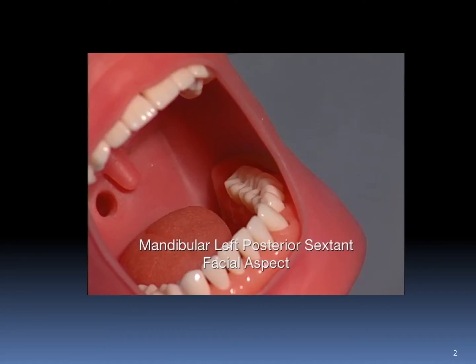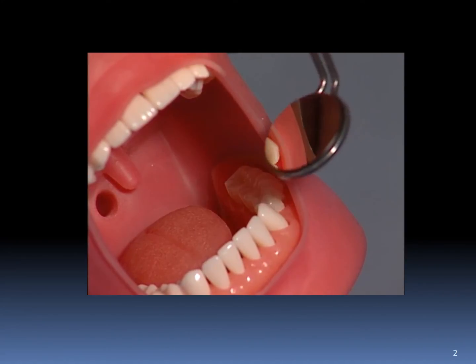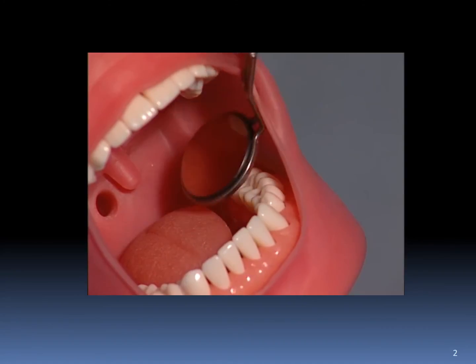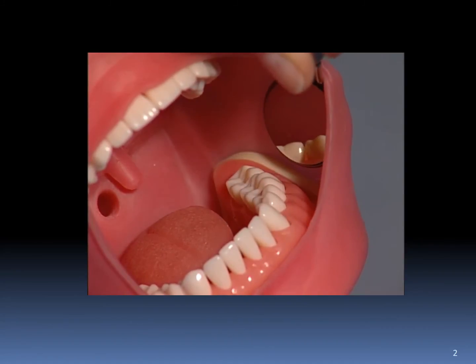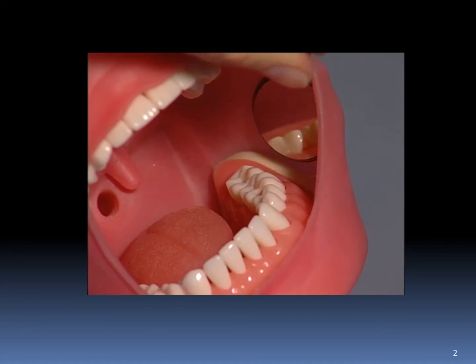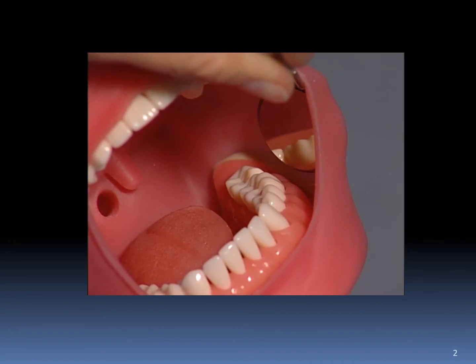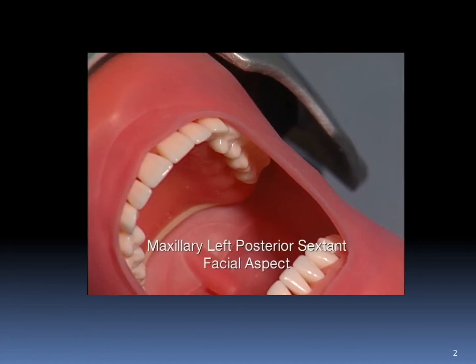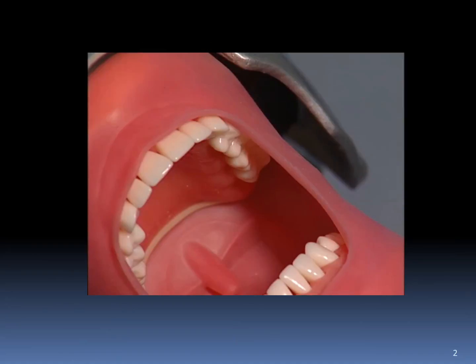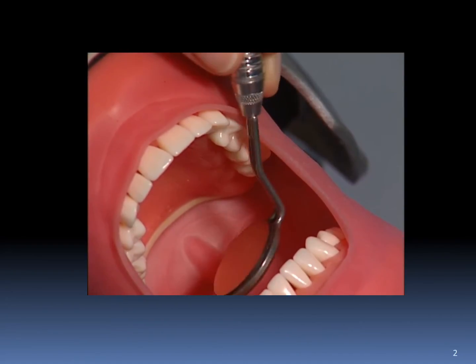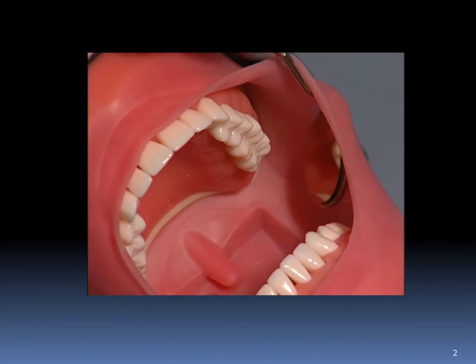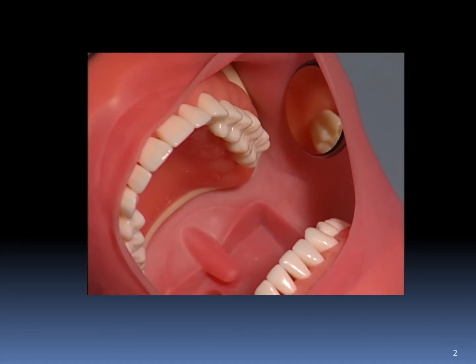Mandibular left posterior sextant, facial aspect. Use the mirror to retract the buccal mucosa down and away from the teeth. Once in position, the mirror also is used for indirect vision, particularly for the distal surfaces. Maxillary left posterior sextant, facial aspect. Use the mirror to retract away from the teeth. Once in position, use the mirror for indirect vision.